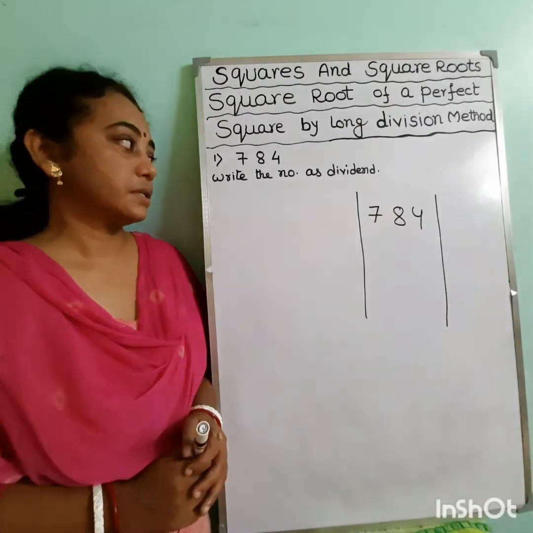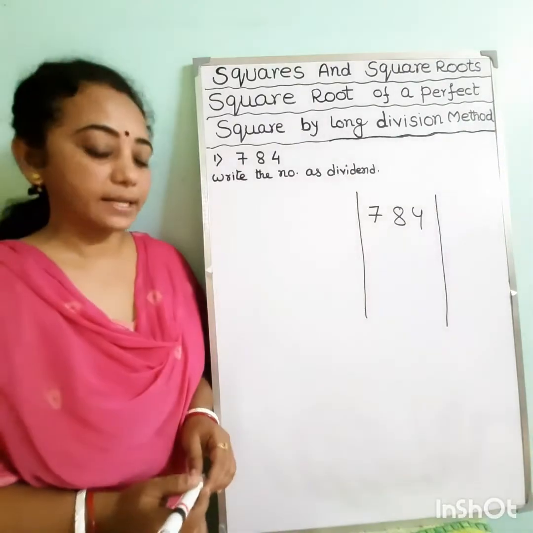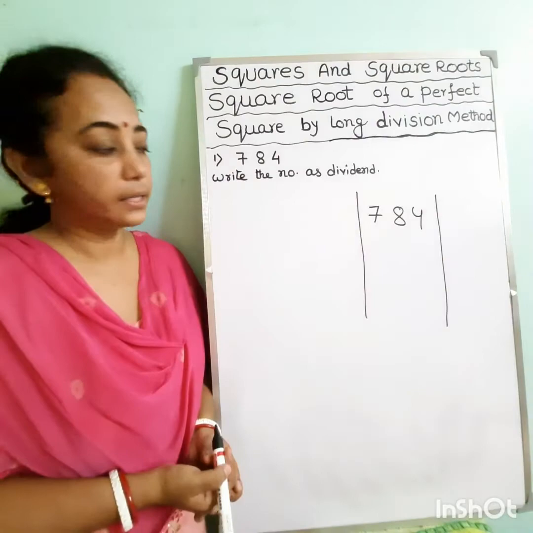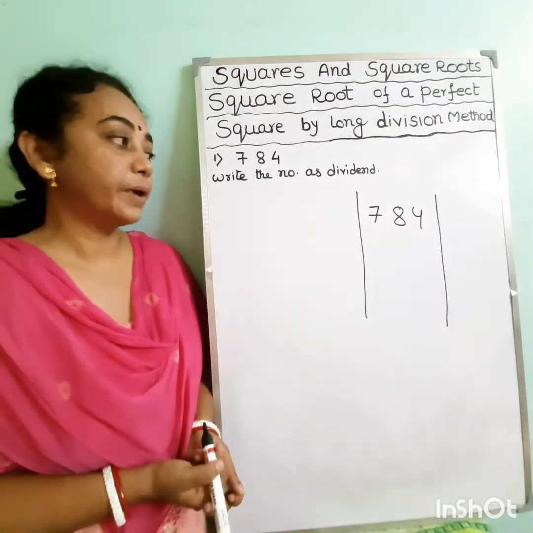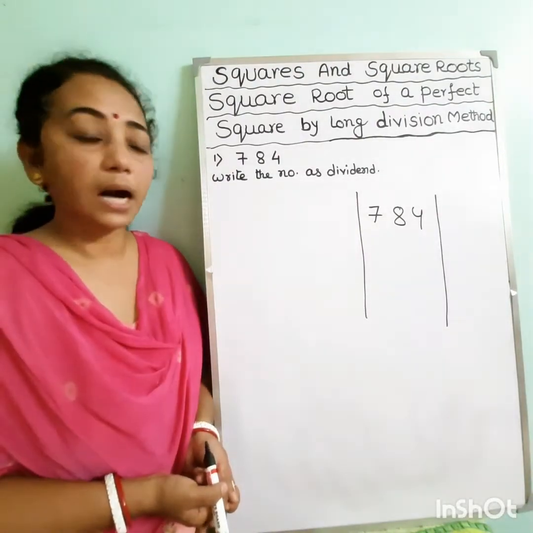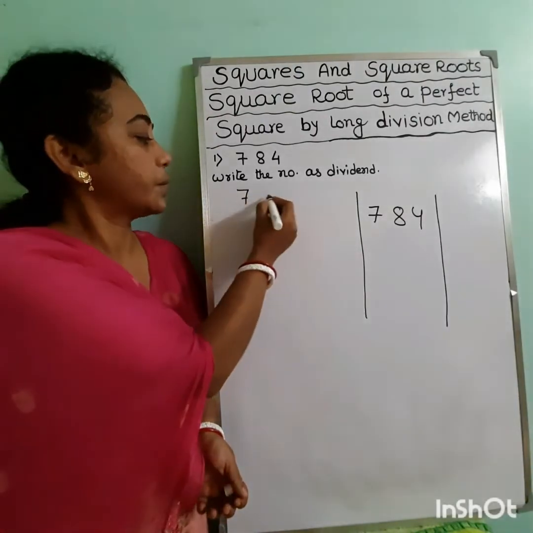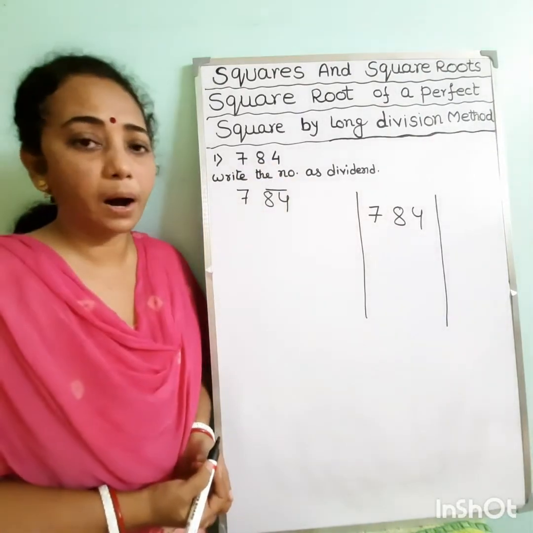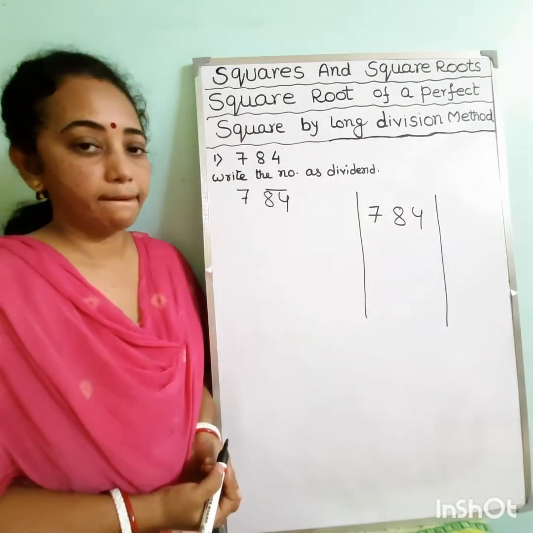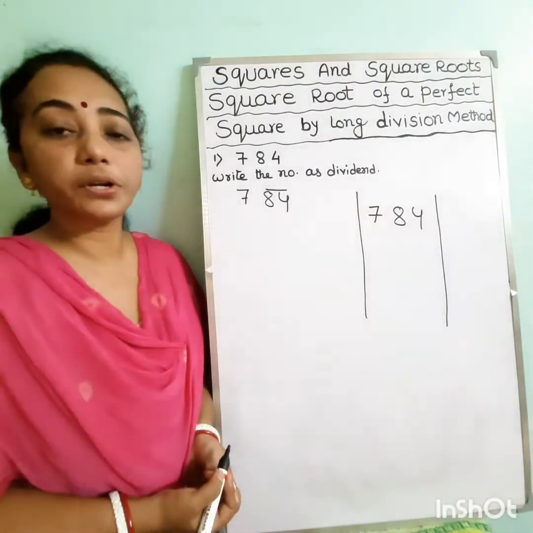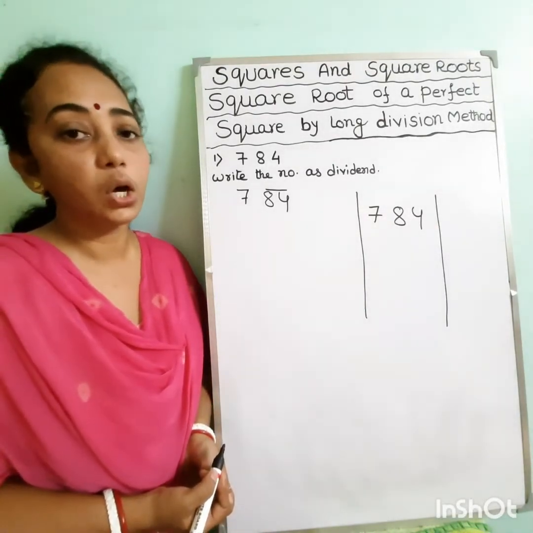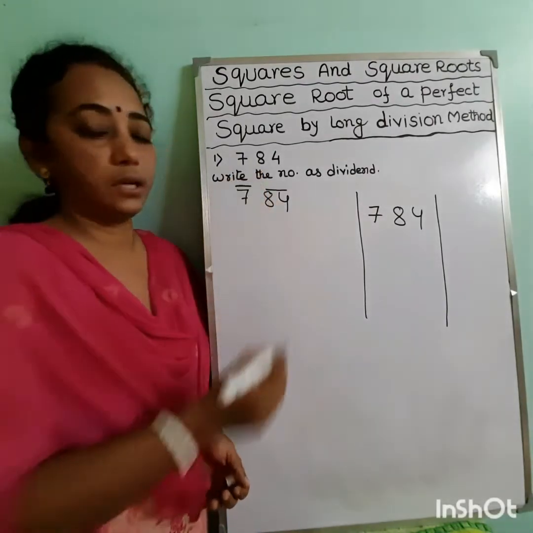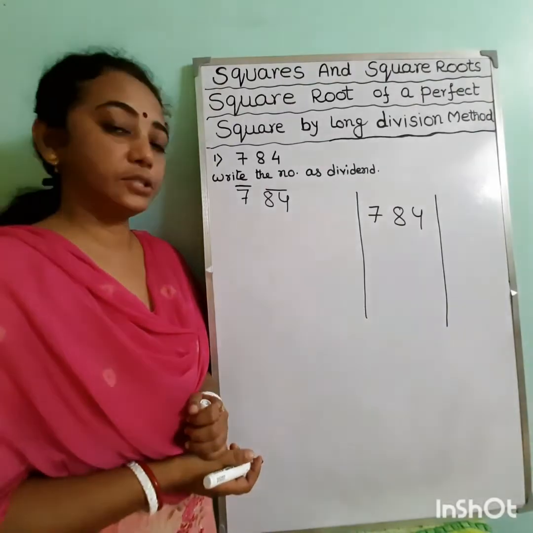The first step is we write the given number as the dividend. So here 784 is the number as the dividend. Then we make pairs of the digits starting from the right and place a bar over every pair, and also place a bar on the remaining one digit, if any, on the extreme left. So here one digit is already left, so we place a bar over that digit also.